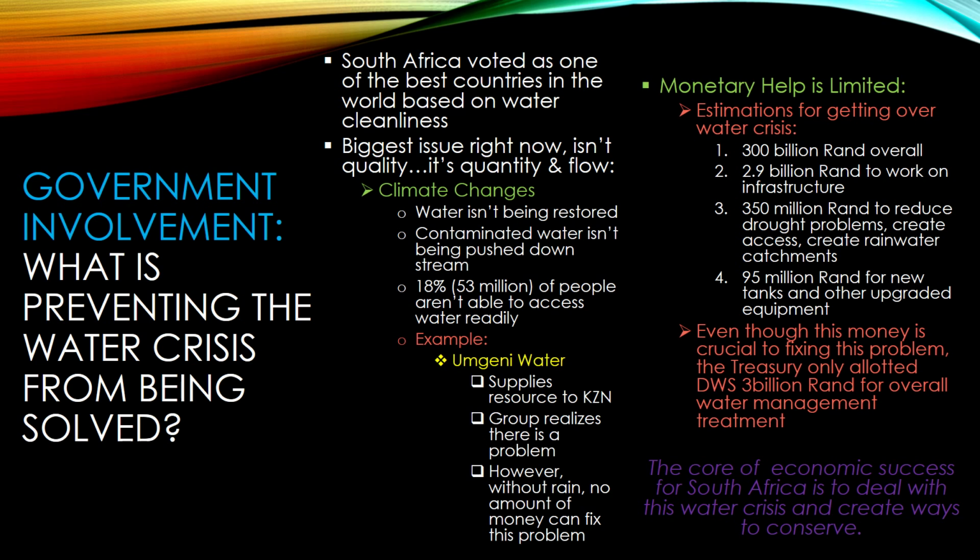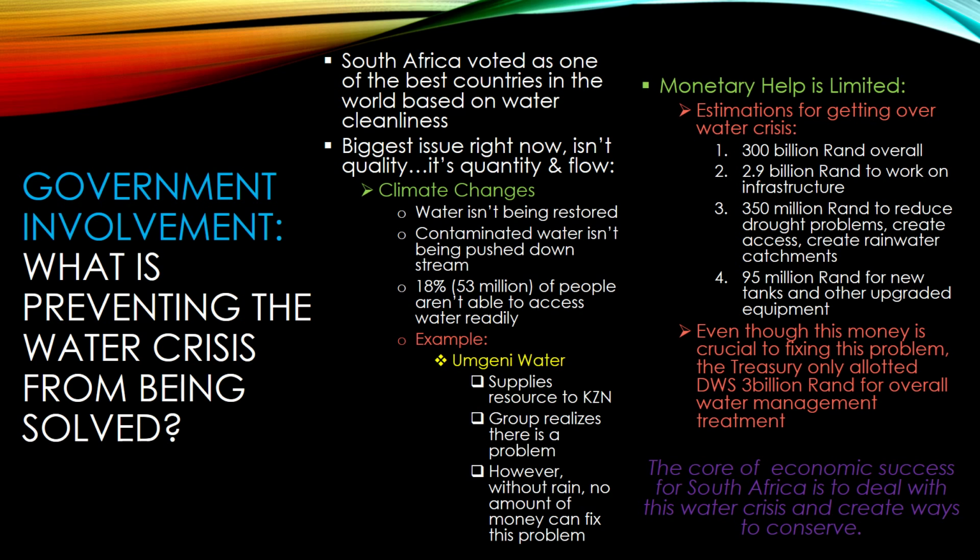Monetary availability is another issue. It's estimated that to prevent a serious water crisis in 2025, 300 billion rand is necessary. 2.9 billion rand alone is needed to work on water infrastructure. 350 million rand is needed to reduce drought problems and to create more access to groundwater and to nationally create rain capture areas. 95 million rand alone is for the cost of new water tanks and other necessary upgrades.